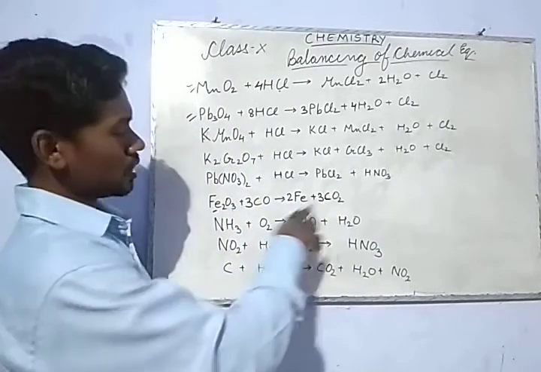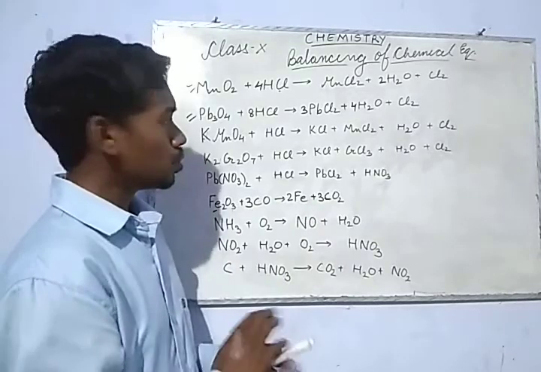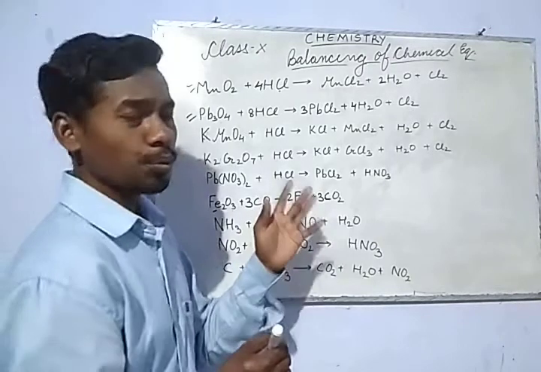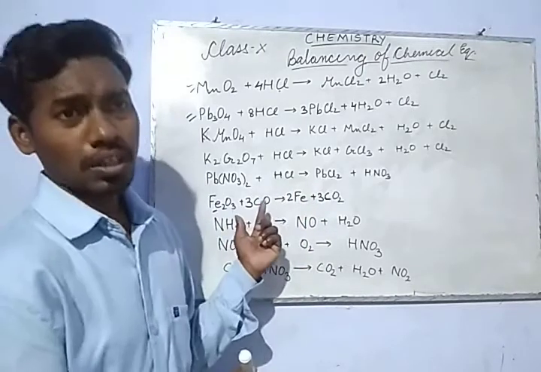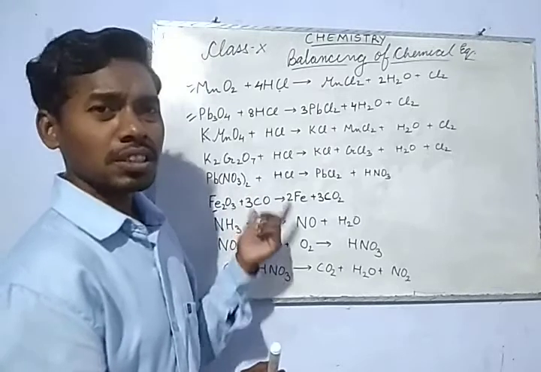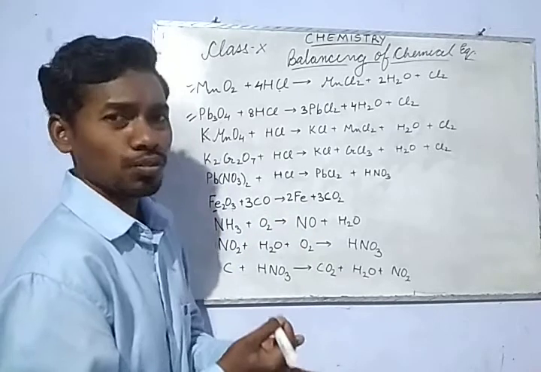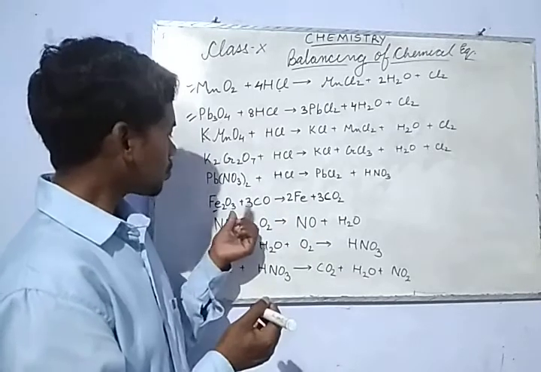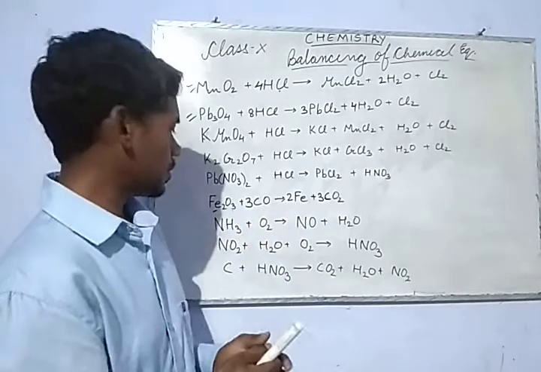And now you see 3 carbon and we have 3 carbon. So you should always try to make the oxygen number even. It will get balanced in such a way that only even numbers balance most of the cases. So you should go for that, okay?